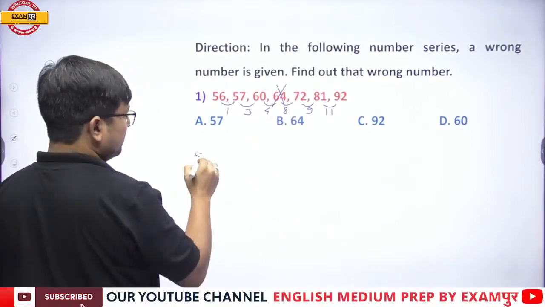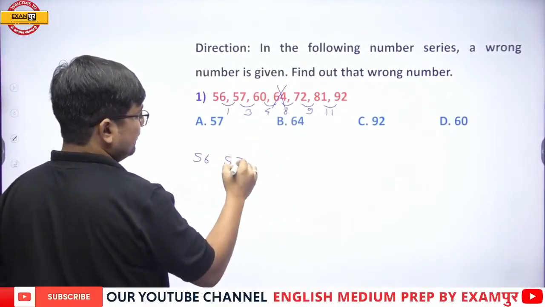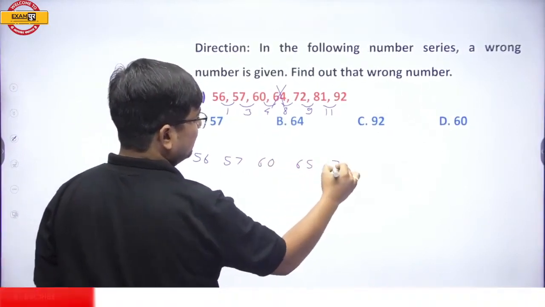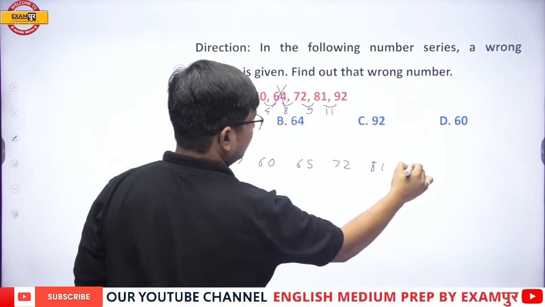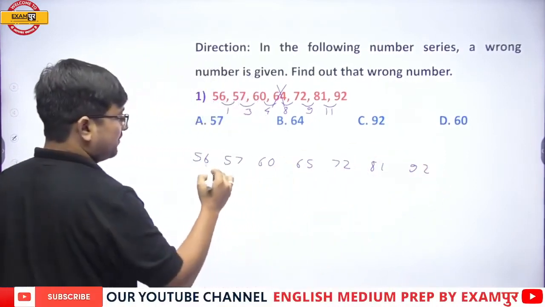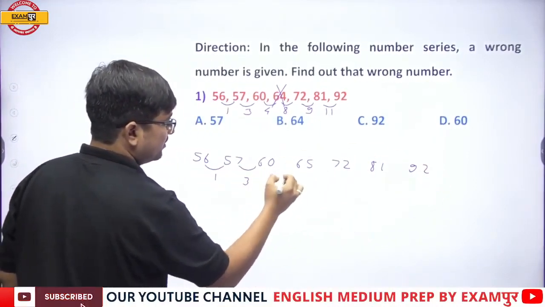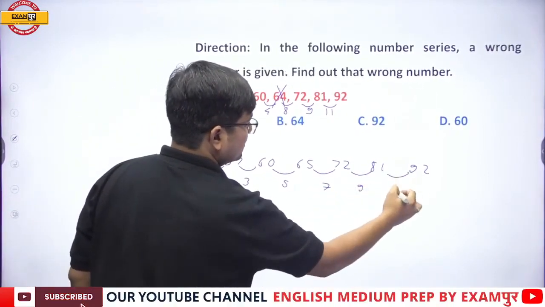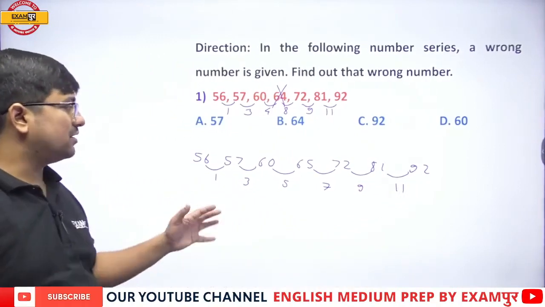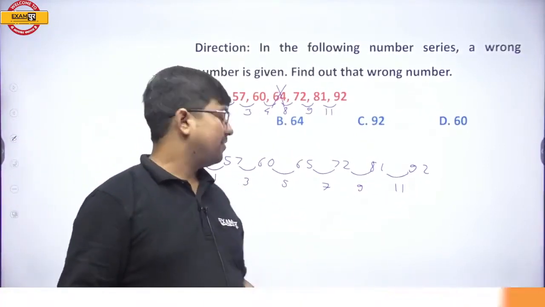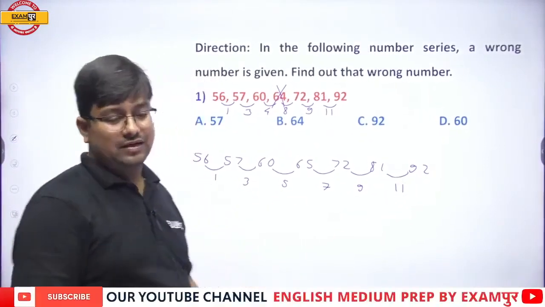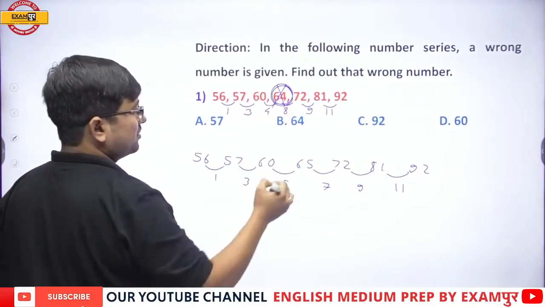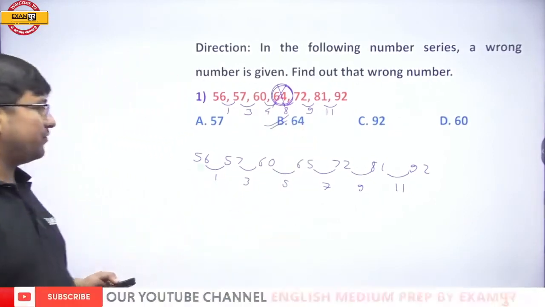Because the moment 56, 57, 60, and if 65 will be here, then everything else will get in a very, very equilibrium state. For example, this is 1, this is 3, this will become 5, the difference will become 7. This difference will become 9. This difference will become 11. So 1, 3, 5, 7, 9, 11. And therefore, this is the wrong term. 64 is the wrong term. And in place of that, 65 should be there.